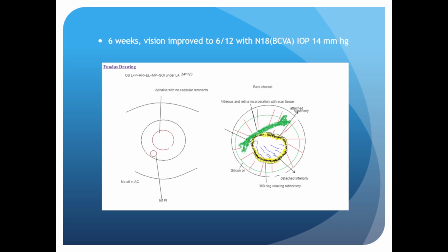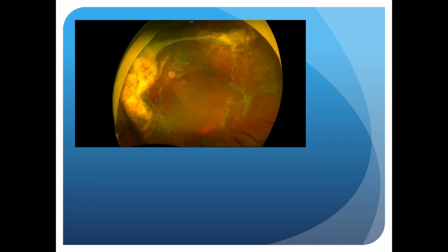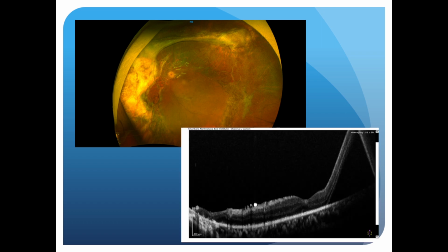We called this patient at the GA appointment at 6 weeks. Vision improved to 6/12 with near vision of N18 with IOP of 14 in this patient. This was the post-operative Optos. In this, you can see the incarcerated area superiorly, and these are the retinectomy areas along with the laser marks. There's some amount of fluid that can also be seen in this picture. There was some amount of SRF also. So we did the OCT also. The foveal part was totally attached, but here the SRF was present.